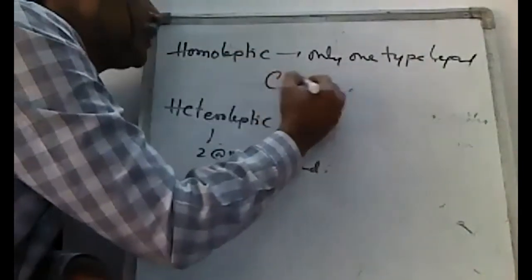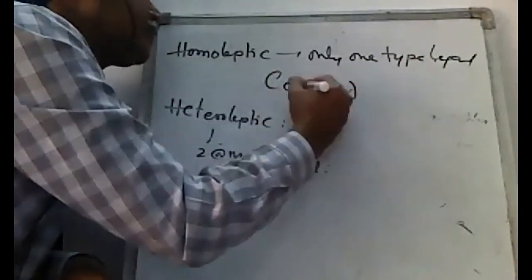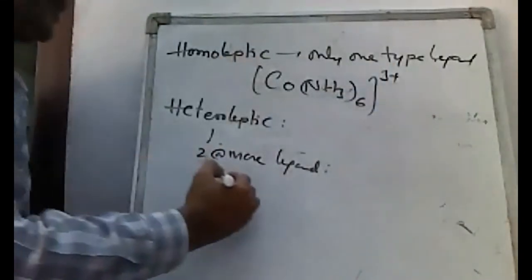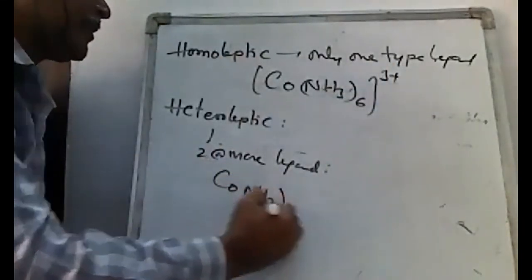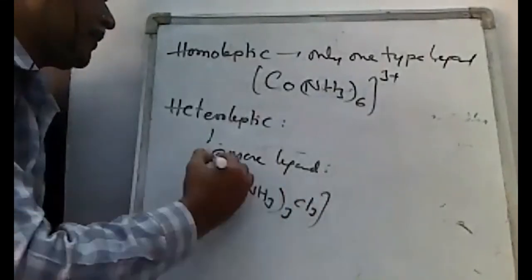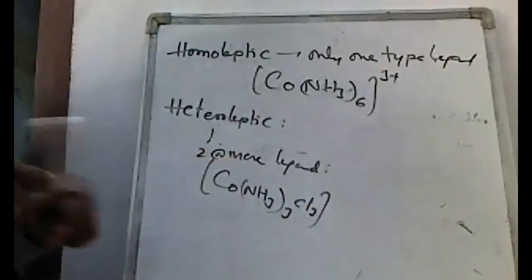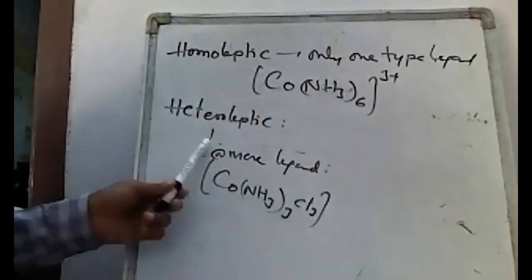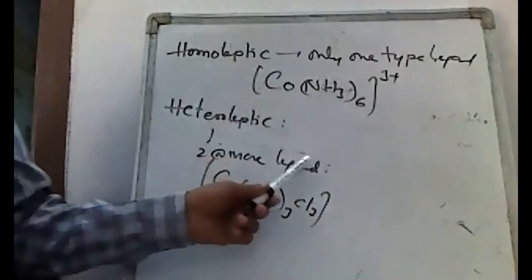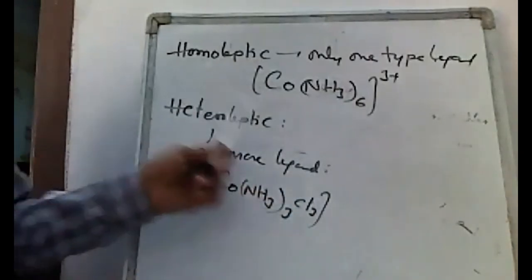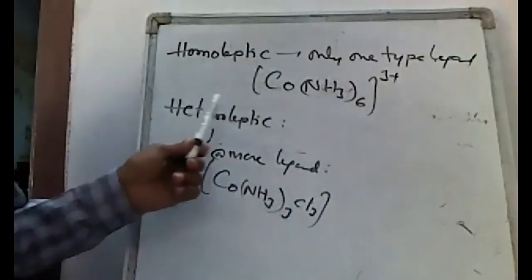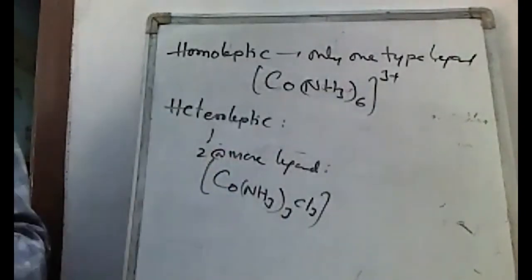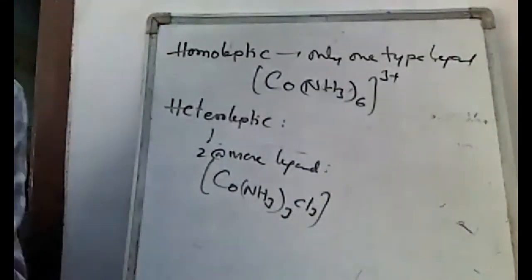For example, [Co(NH3)6]3+ is an example of a homoleptic complex. This is an example of a heteroleptic complex. Here there are two types of ligands, ammonia and chlorine. Two or more different types of ligands are attached to the central atom, so we call these heteroleptic complexes.